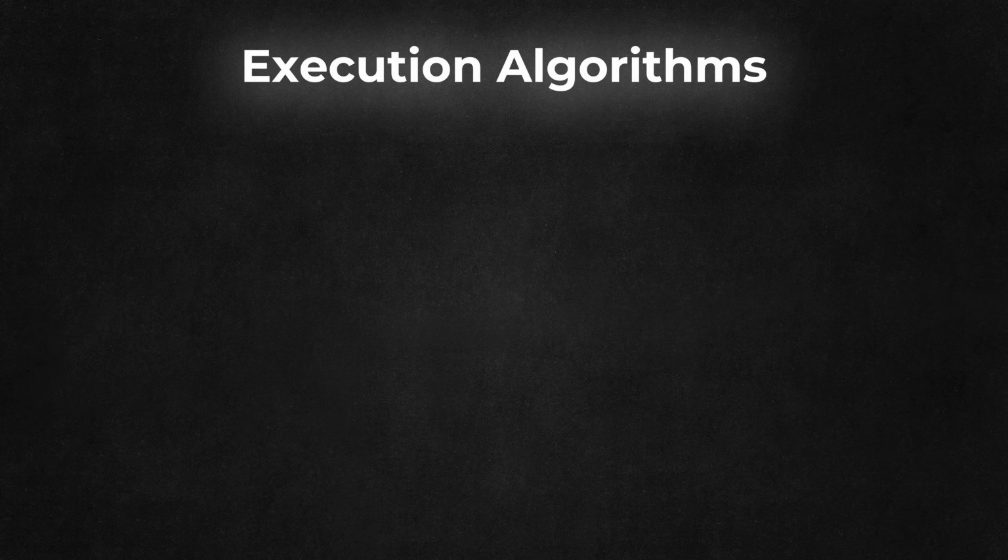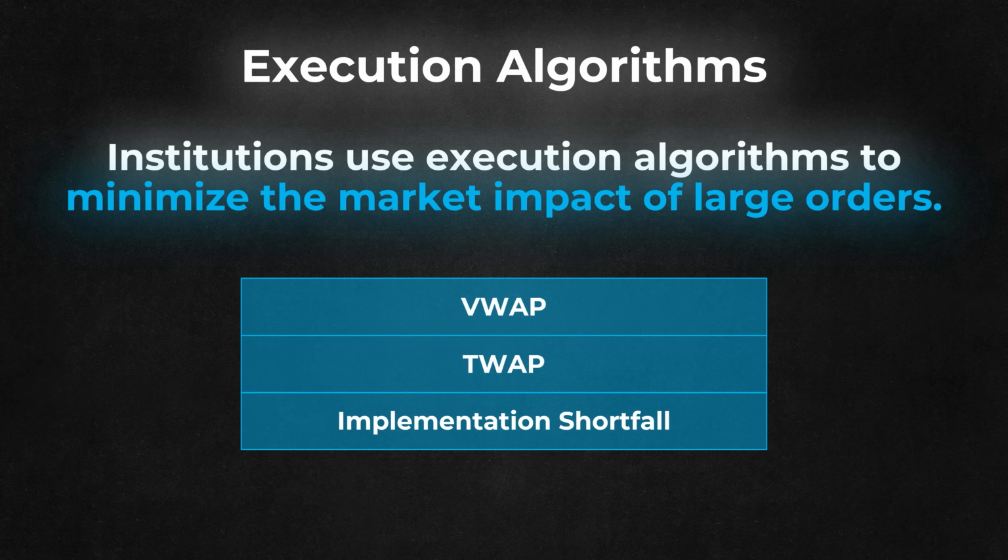Execution algorithms. These algorithms are designed to optimize the process of buying and selling in financial markets. Institutions use execution algorithms to minimize the market impact of large orders, for example. If an order is too large, it can disrupt the order flow or draw attention to specific price levels.